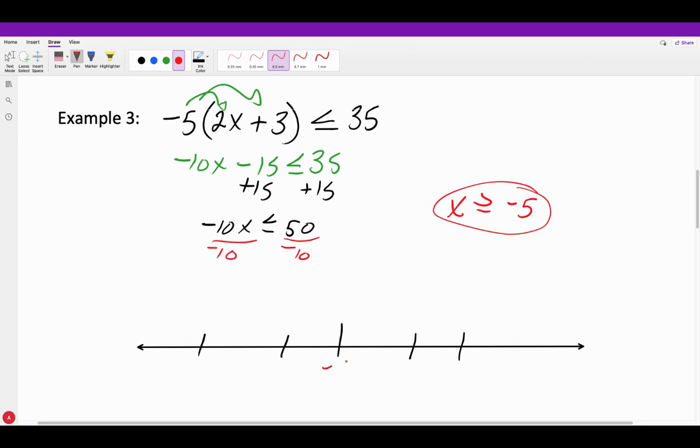And then to graph this, we have negative 5, negative 4, negative 3, negative 6, negative 7. This will be a closed circle because it's equal to, and it's greater than, so it will be going to the right because all the numbers on the number line that are greater are to the right. All right, we will have one more example, and that'll be it for this video.